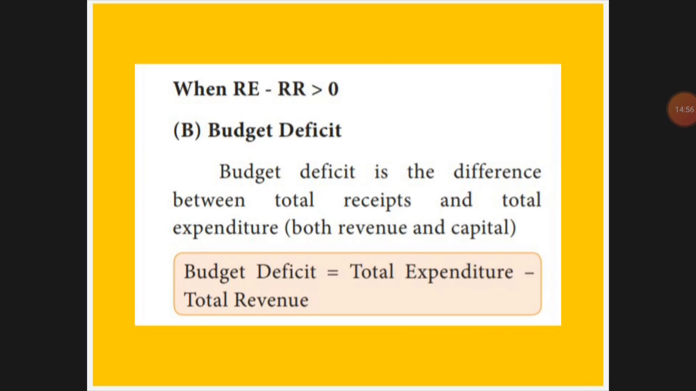Next is the budget deficit. Budget deficit means the difference between the total receipt and total expenditure. If they are equal, it is fine. If they are not equal, that is the deficit, and the budget has become a deficit. The formula is budget deficit equals total expenditure minus total revenue, that is, total expenditure minus total income.